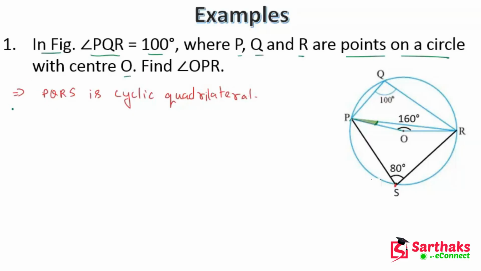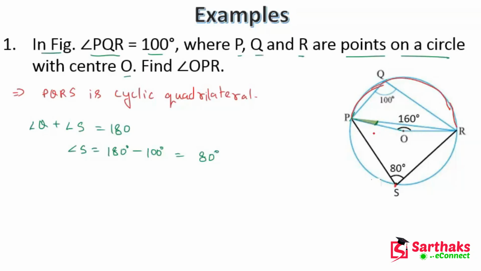Now we know that in a cyclic quadrilateral the sum of opposite angles is 180 degrees. So angle Q plus angle S is equal to 180 degrees. So angle S is 180 degrees minus angle Q, which is 100 degrees. So 180 minus 100, we get 80 degrees. So angle S is 80 degrees. Okay, my dear friends, I hope you understand these things. And arc PQR, this arc PQR, here is by the theorem.